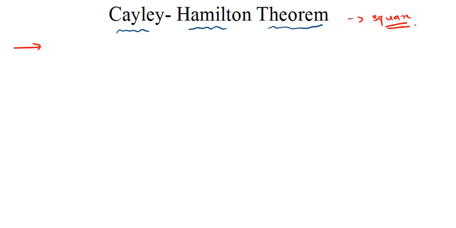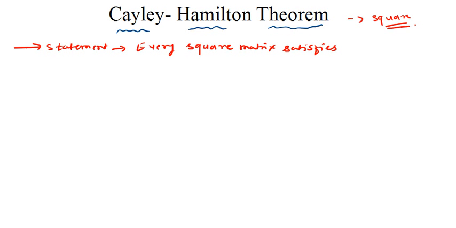And what does it say? The Cayley-Hamilton theorem, its statement is: every square matrix satisfies its own characteristic equation.